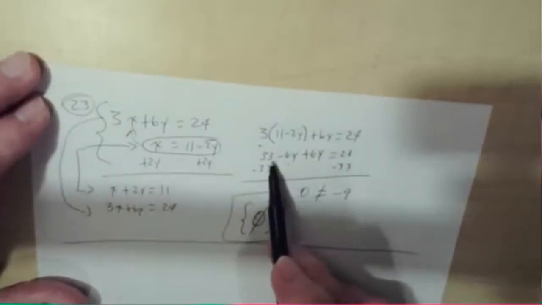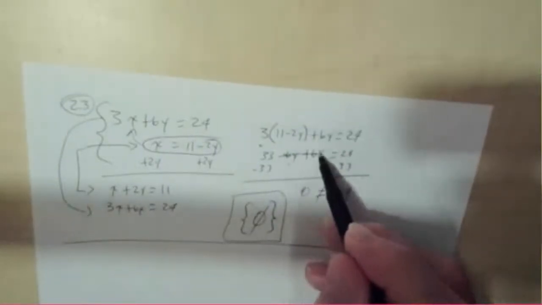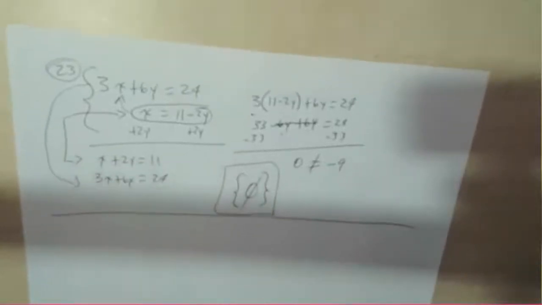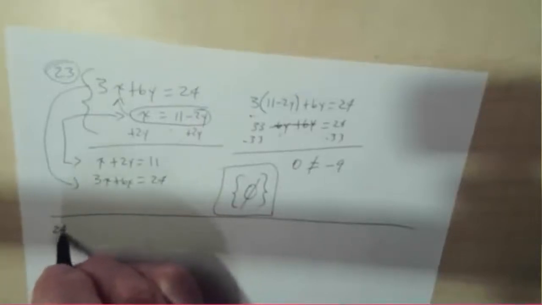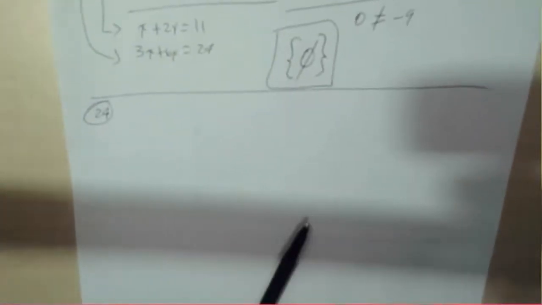We could have just left this over here, because when that's eliminated, 33 does not equal 24, so that holds true. I'm gonna need more paper.